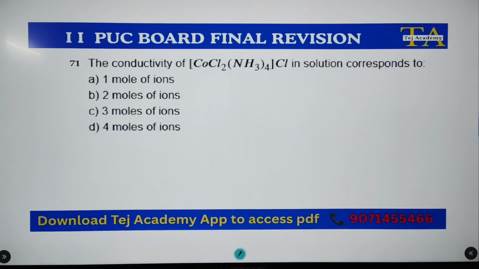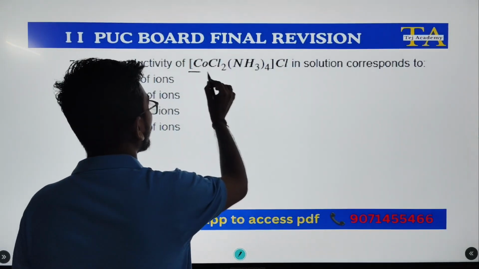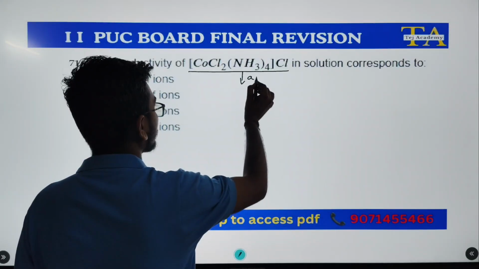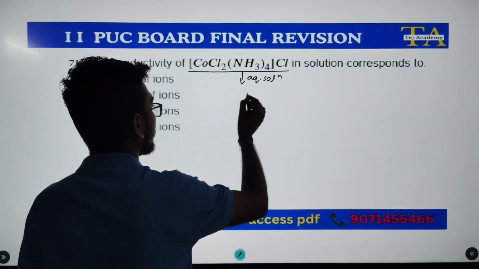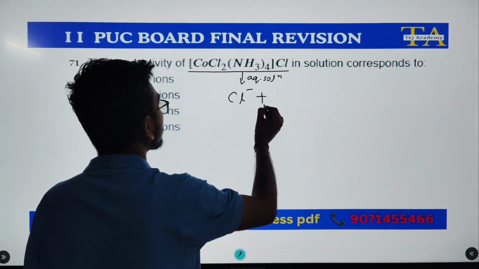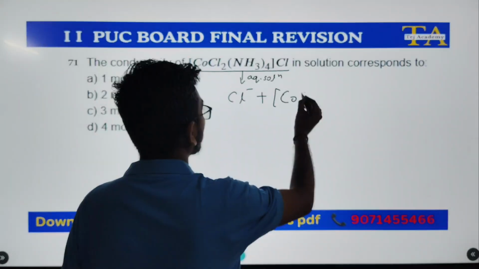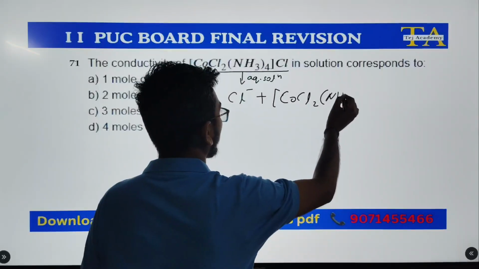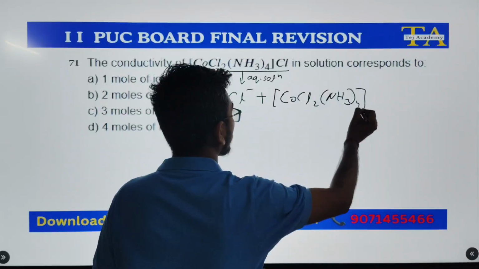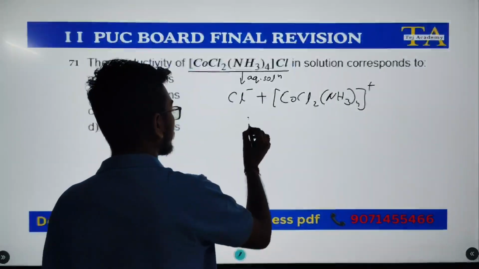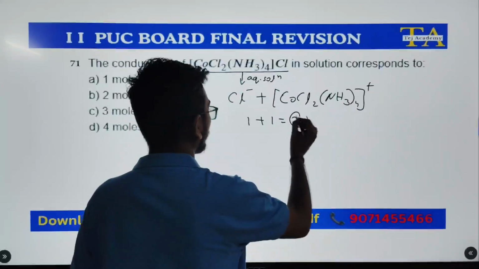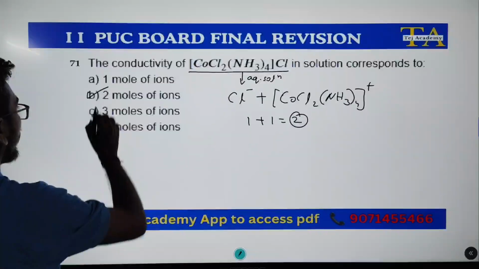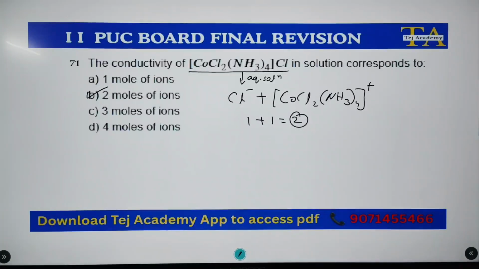71st question. The conductivity of the given compound in a solution corresponds to. So conductivity, that means when you add this in aqueous solution, it will ionize as Cl minus plus the cobalt complex [Co(NH3)4Cl2] with plus charge. So total how many ions? 1 plus 1, that equals 2. 2 ions or 2 moles of ions is the right answer.